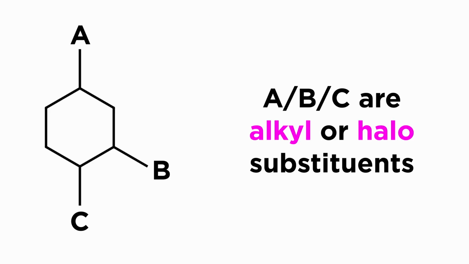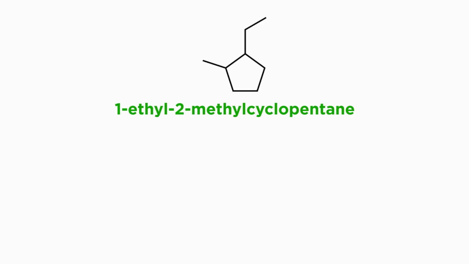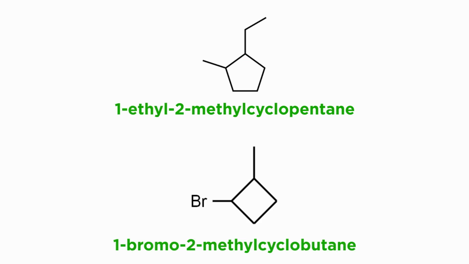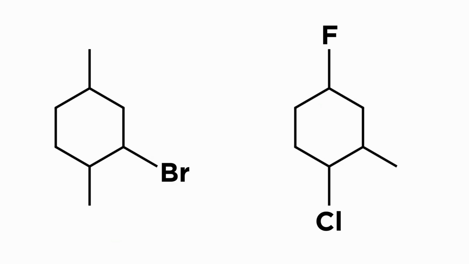This approach will work for any set of alkyl or halo substituents, and we will list the substituents in alphabetical order just as we do for linear molecules. So this is 1-ethyl 2-methyl cyclopentane, with the ethyl specifically on carbon 1 because it comes first alphabetically. This is 1-bromo 2-methyl cyclobutane for the same reason. And the same logic applies for tri-substituted molecules like these.